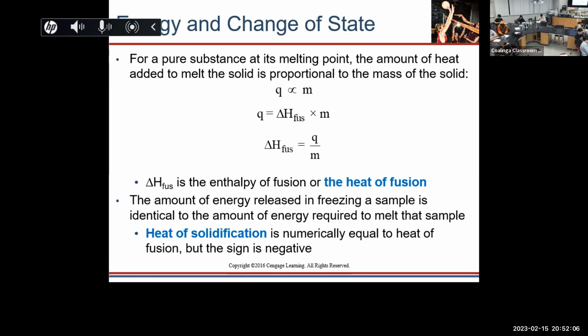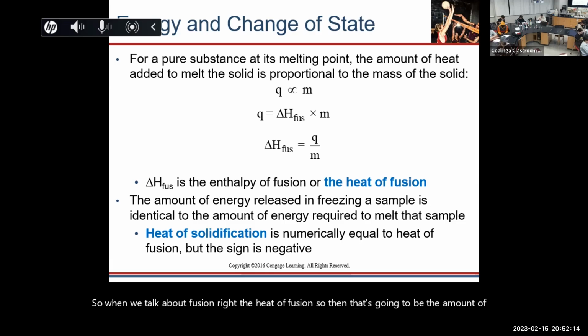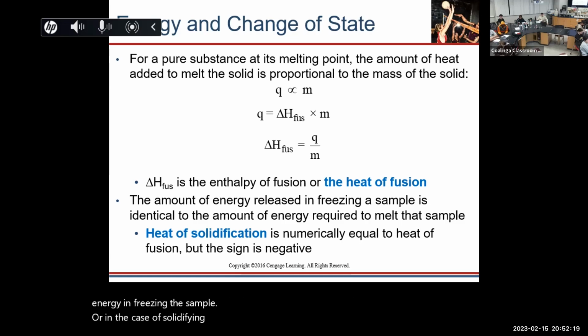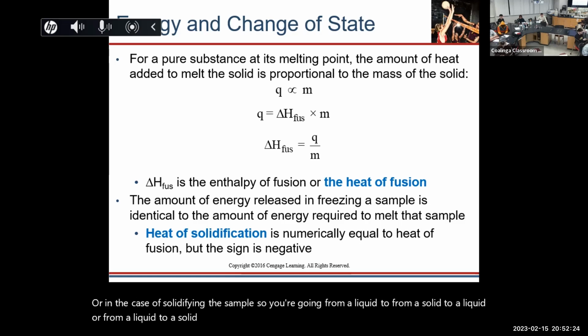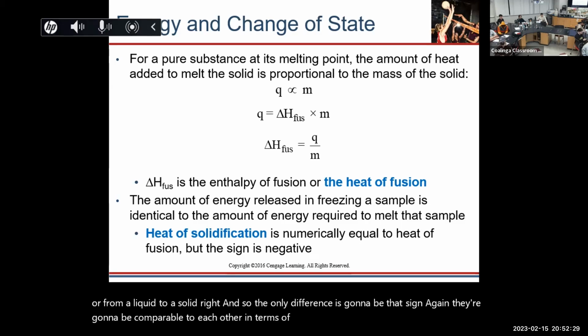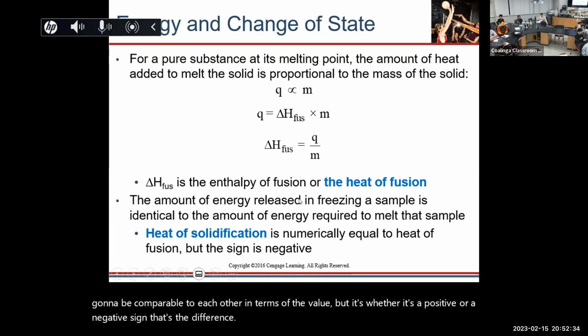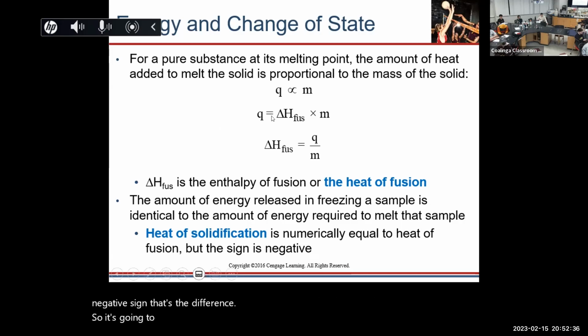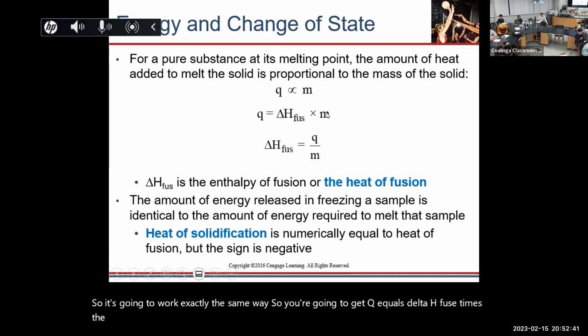Okay, so when we talk about fusion, the heat of fusion, that's going to be the amount of energy in freezing a sample, or in the case of solidifying a sample. So we're going from a solid to a liquid, or from a liquid to a solid, right? And so the only difference is going to be that sign again. They're going to be comparable to each other in terms of the value, but it's whether it's a positive or a negative sign. That's the difference. So it's going to work exactly the same way. So you're going to get Q equals delta H fuse times the mass or moles.